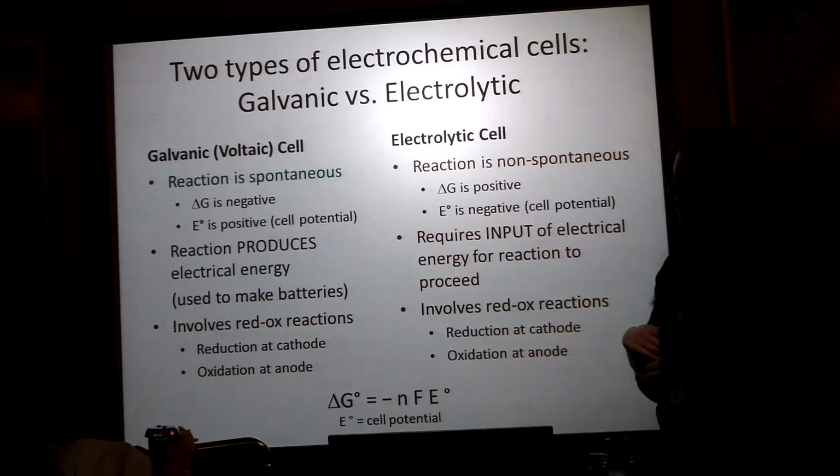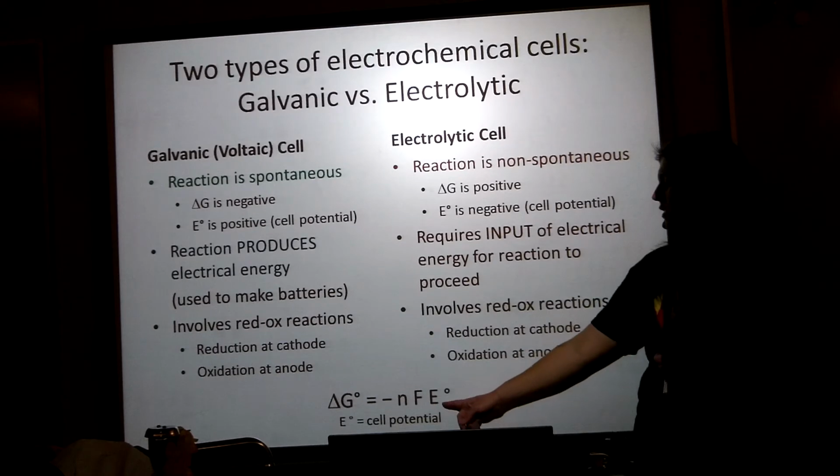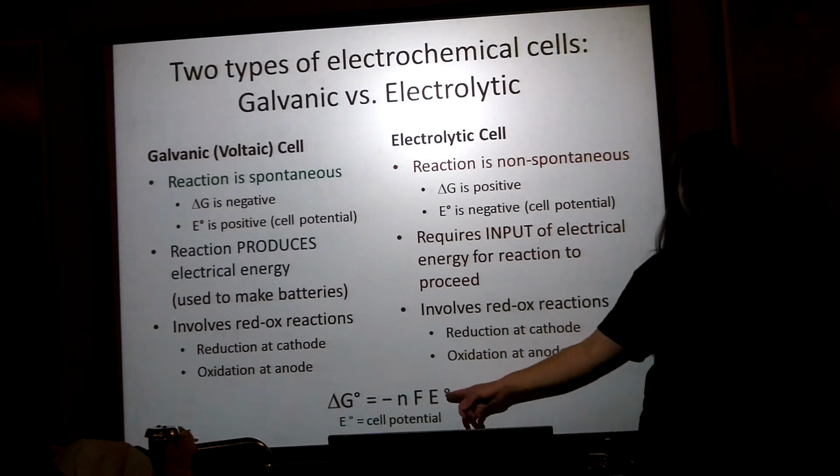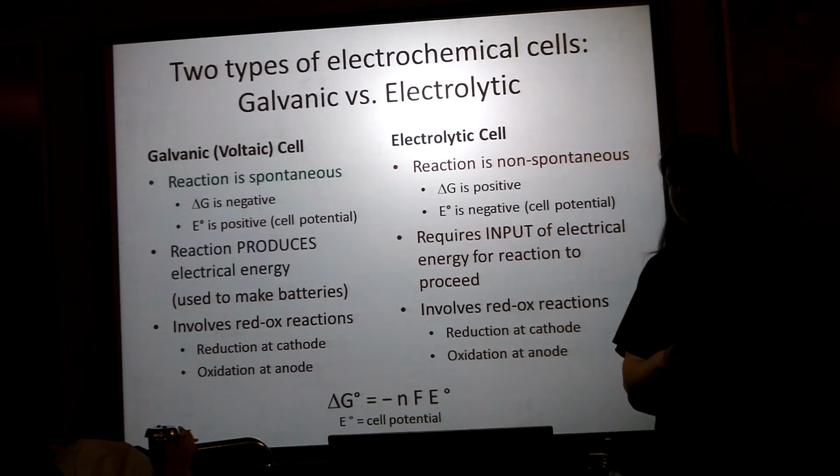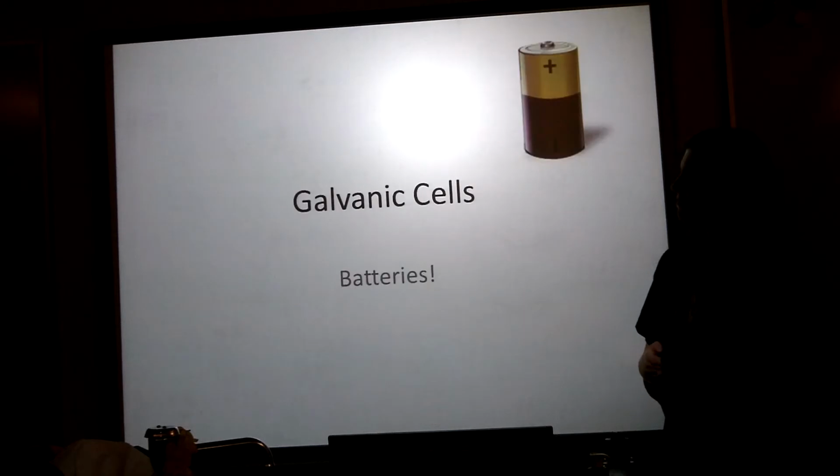And delta G equals negative nFE. This is an equation you will see. For a process to be spontaneous, it has to have a negative delta G value. So in order for that to be true, it looks like it has to have a positive E value. And E is something we use to describe our cell. It's called the cell potential. You may be familiar with the units of it. We describe that in terms of volts. So if you talk about maybe a 10-volt battery, you're talking about the cell potential.